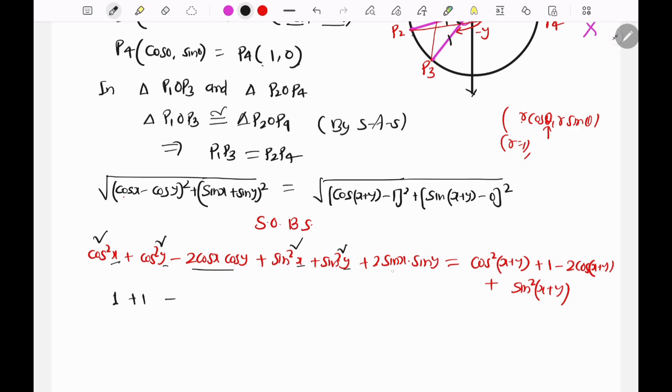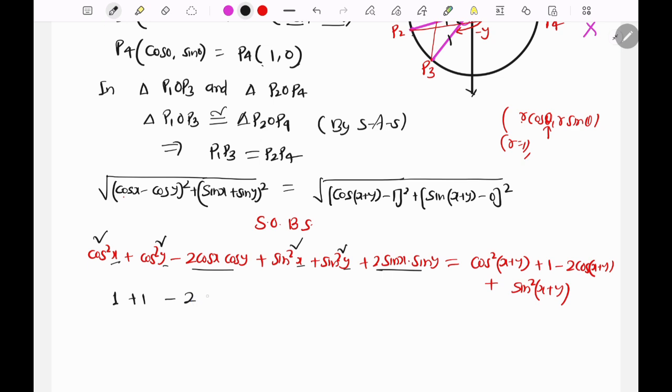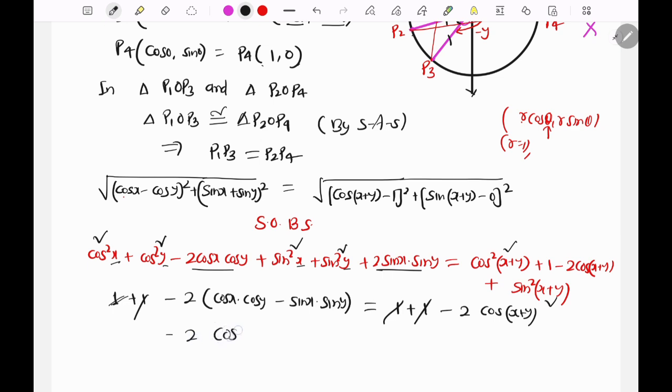Now we have this and this. Also you can see minus 2 is common. So we are getting minus 2 times cos x cos y minus sin x sin y equals cos square of x plus y plus sin square of x plus y, which is also 1, so 1 plus 1 minus 2 cos of x plus y. Now you can see this plus 1 and this plus 1 cancel, this 1 and this 1 cancel, leaving minus 2 cos x cos y minus sin x sin y equals minus 2 cos of x plus y.